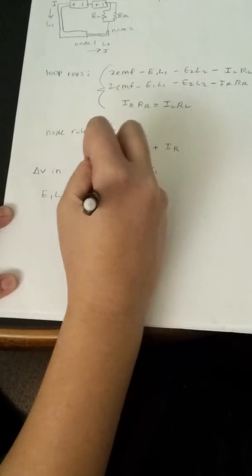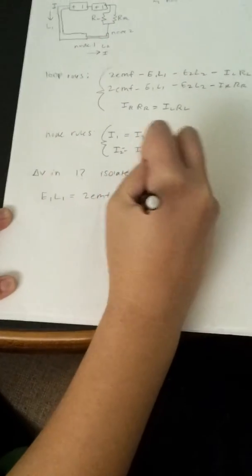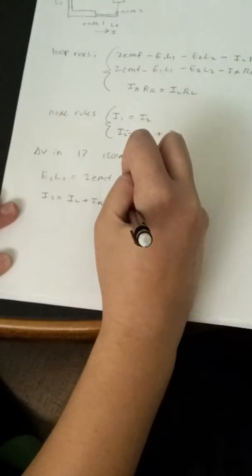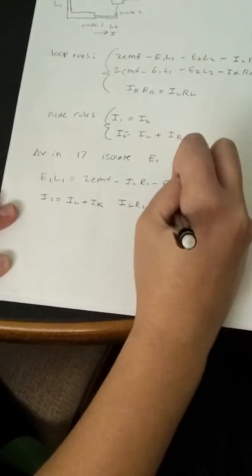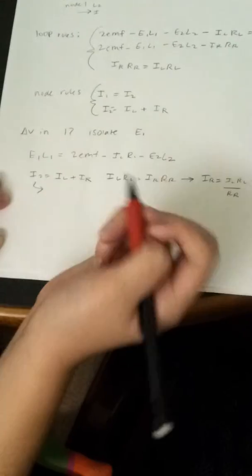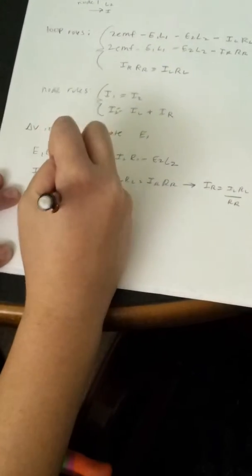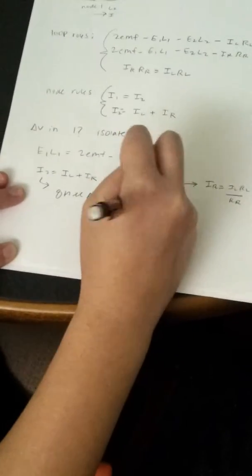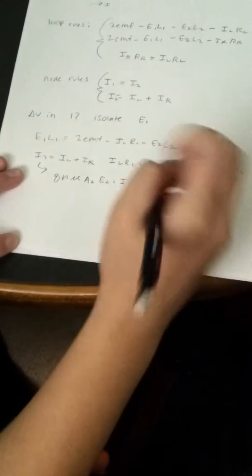So E1 L1 equals 2 EMF minus IL RL minus E2 L2. And from the node rules, we know I2 equals IL plus IR, and the IL RL equals IR RR, and because of this, rearranging that to get IR, we have IR equals IL RL over RR. I2, we know the formula for that, so we're going to rewrite that as Q N mu A2 E2 equals IL, and then we're going to substitute IR from over here.